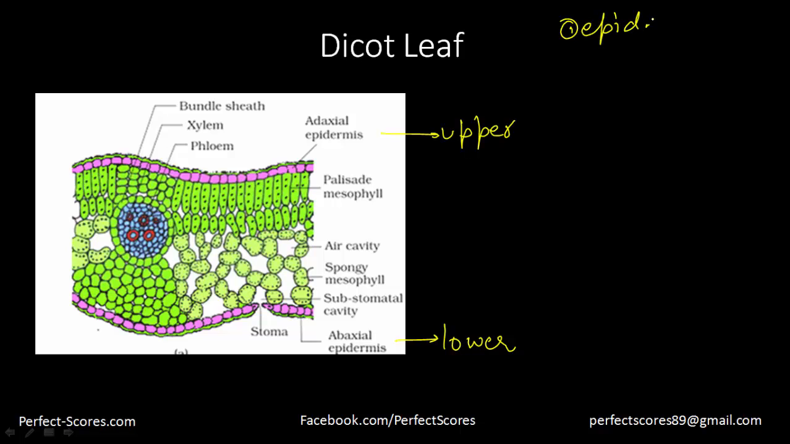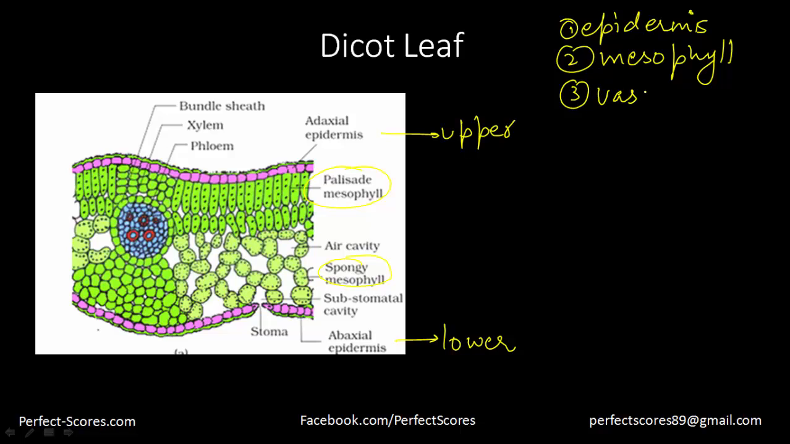So let me write down the layers over here. You have the epidermis. The second layer is that of the mesophyll, which in a dicot leaf is of two types. One is palisade, the other is spongy. You will see in monocot leaves, the mesophyll is of only one type. In the dicot leaf, the mesophyll is either palisade with fewer intercellular spaces, or it can be spongy mesophyll. So that is the second layer. And the third one is the vascular system, which is made up of xylem and phloem, as you can see in this part over here. So the bundle sheath is present outside the vascular bundle of xylem and phloem.